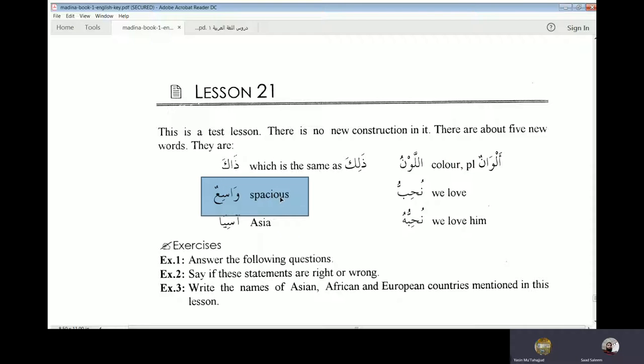Then this word, wasiun. Okay, wasiun, spacious. And nuhibu, we love. Nuhibuhu is we love him.